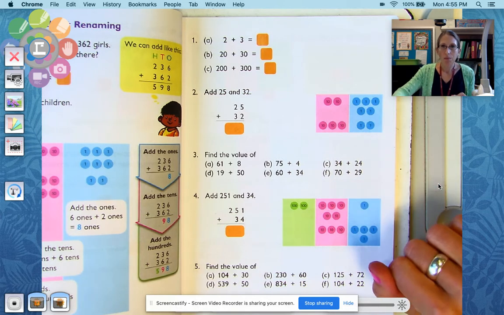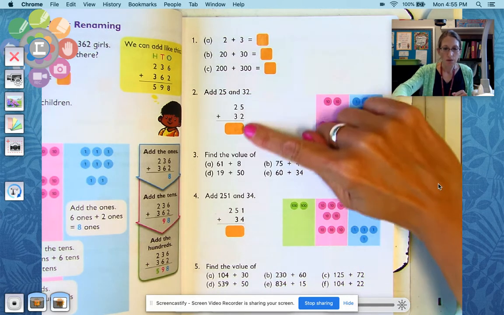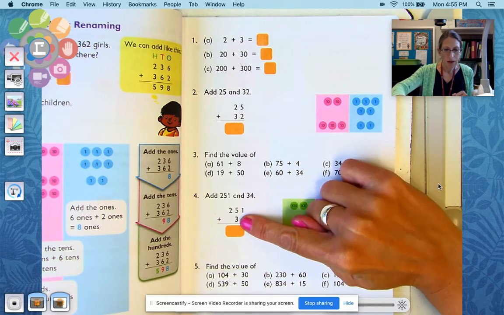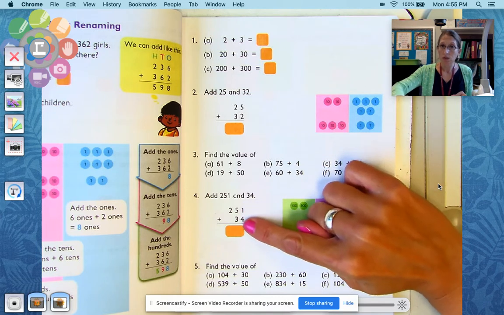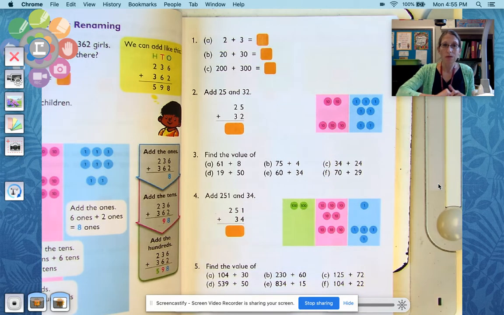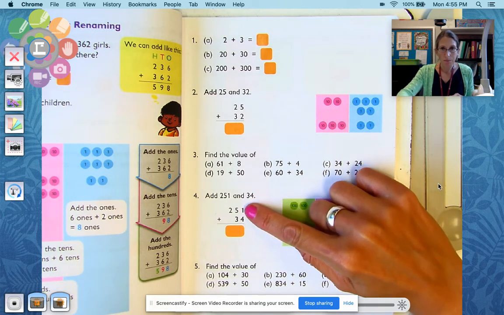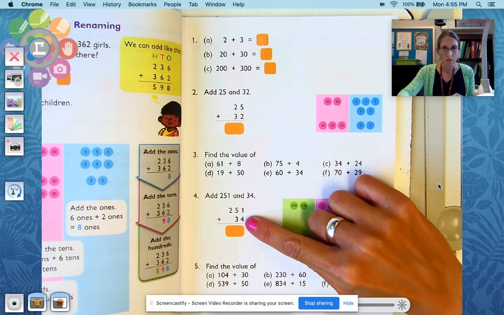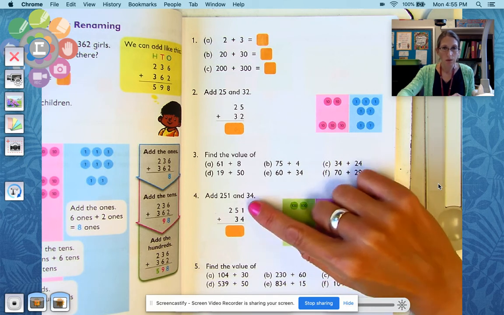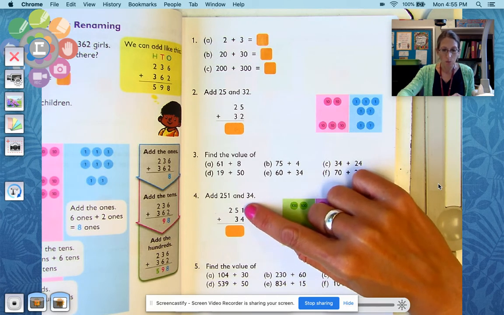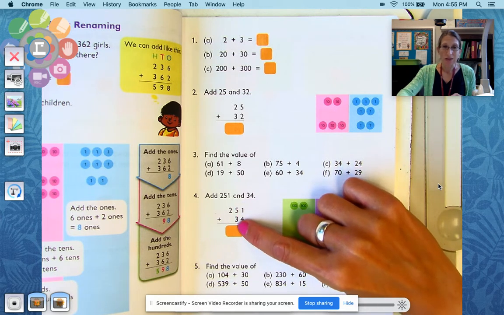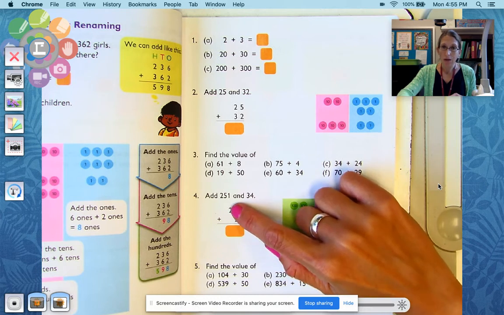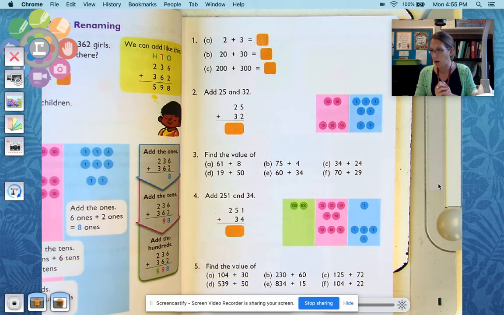And again, the important part here is when we're adding using our vertical algorithm, and whether we're doing 2-digit plus 2 digits or 3 digits plus 2 digits, the important thing is to always start in the ones place, and then we always start at the top. And then we go ones, tens, hundreds. So like this one, if we start in the ones place, 1 plus 4 is 5. 5 tens plus 3 tens is 8 tens. And 2 hundreds plus nothing is 2 hundreds.